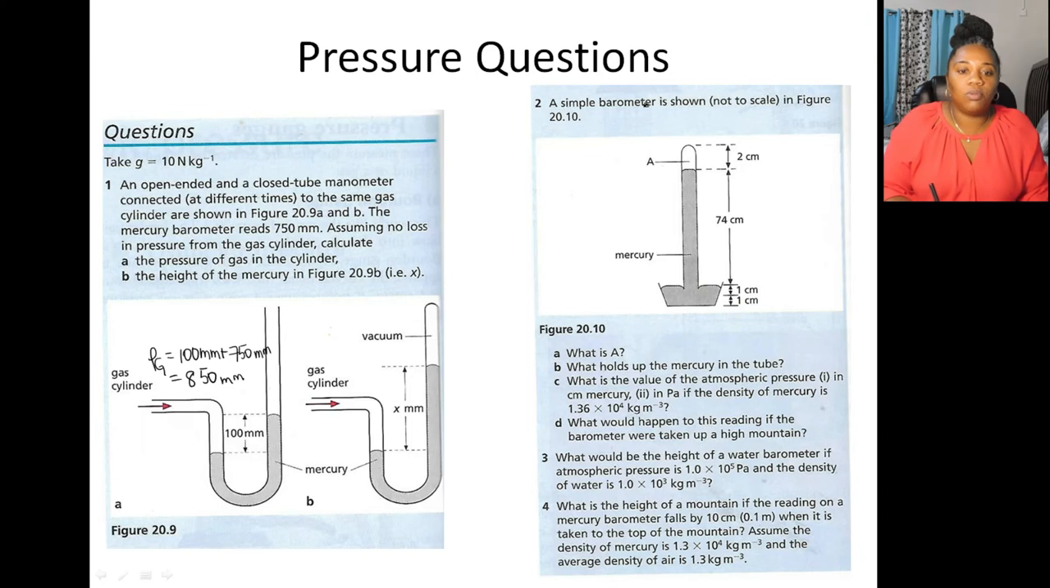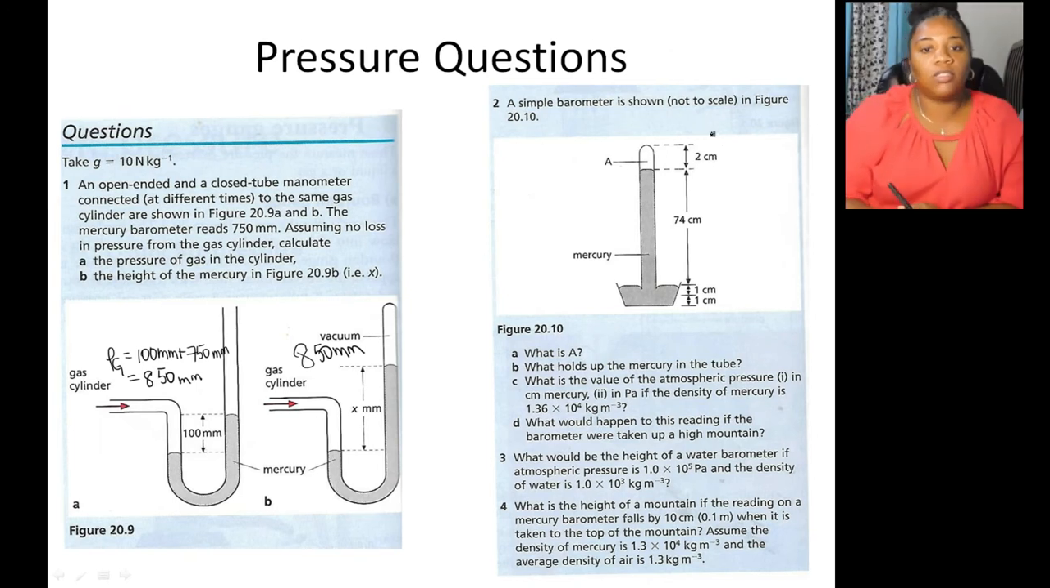Now, a simple barometer is shown not to scale in figure 20.10, right? And it looks familiar. It says, what is A? A is definitely the vacuum, that's the area that is airless. B, what holds up the mercury in the tube? The atmospheric pressure.